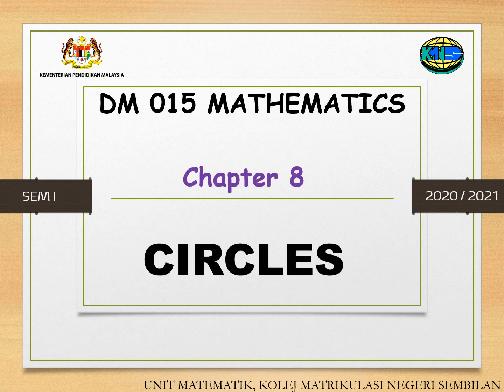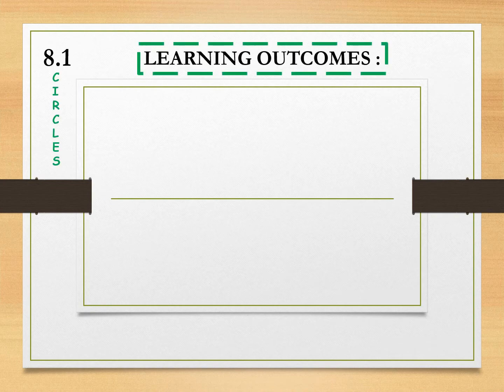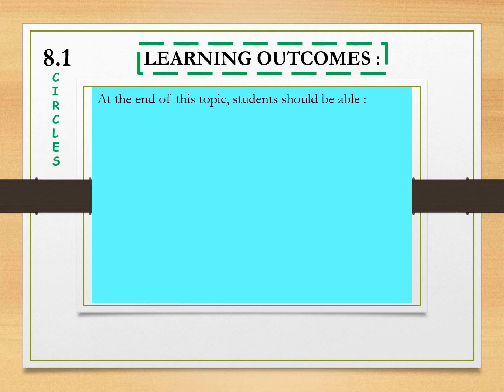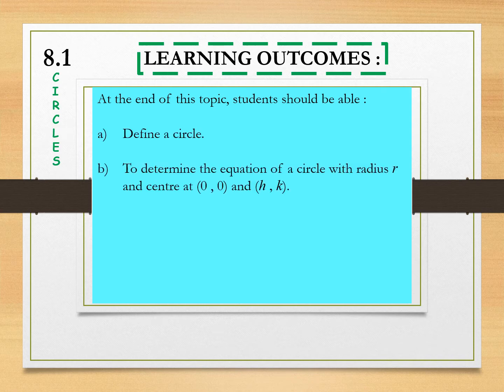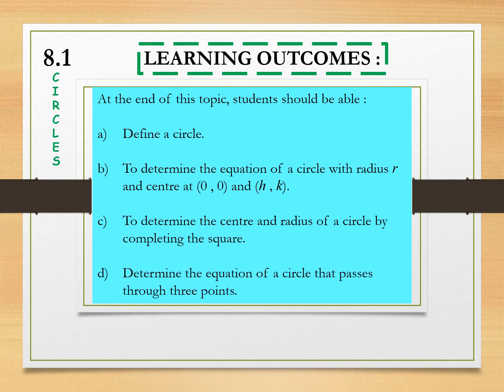DM015 Mathematics. Today we are going to learn Chapter 8, Circles. Learning Outcomes. At the end of this topic, students should be able to define a circle, determine the equation of a circle with the radius r at the center at origin (0,0) and (h,k), determine the center and radius of a circle by completing the square, and determine the equation of a circle that passes through 3 points.